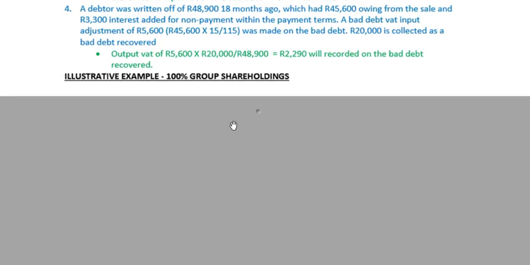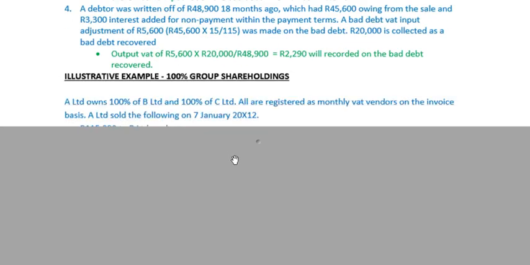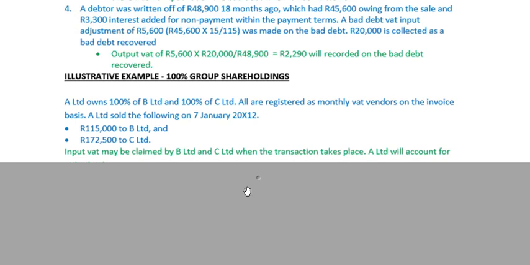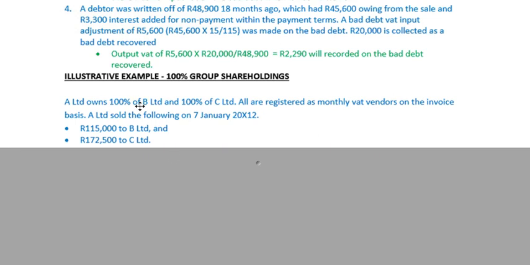Last one. Just an illustrative example of 100% group shareholdings. So have a look here. A Limited owns 100% of B and 100% of C. All are registered as monthly VAT vendors. A Limited sold the following on 7 Jan. 115,000 to B and 172,500 to C Limited. Okay. So what will happen now?